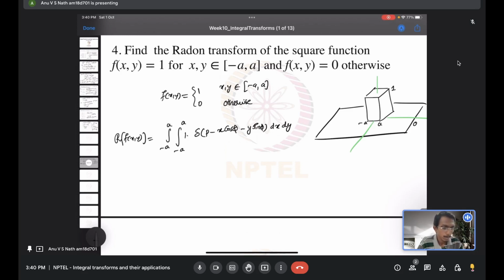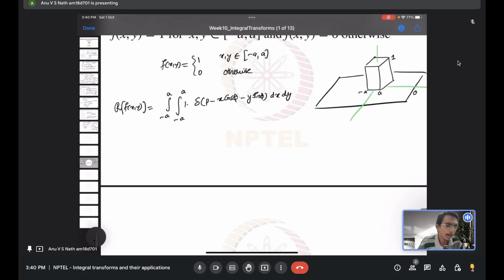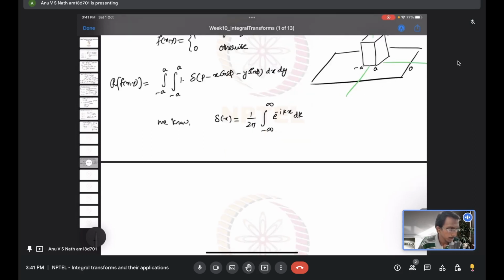So we will use a simple method: an integral representation of the delta function. We know that delta of x can be written as a scaled integral. It's from the Fourier transform. The Fourier transform of 1 is the delta function, so we are using that property: delta of x equals 1 by 2 pi integral of exponential of minus ikx dk. We will use that here.